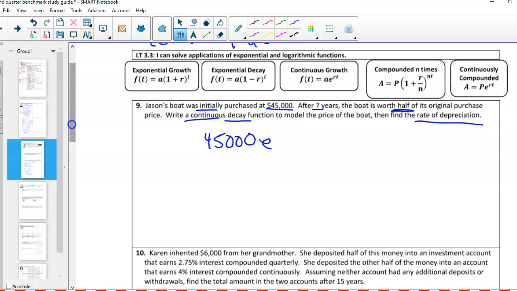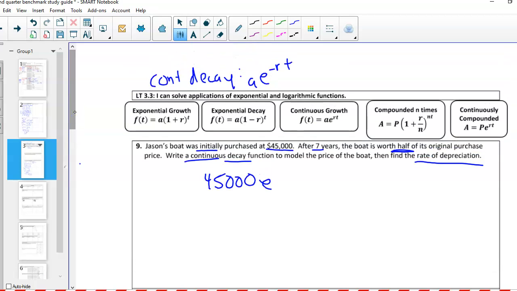So because it is worth half of its original price, we know that it is going to equal half of this. The end amount will equal half of this. What is half of this? 22,500. Okay. Very nice.